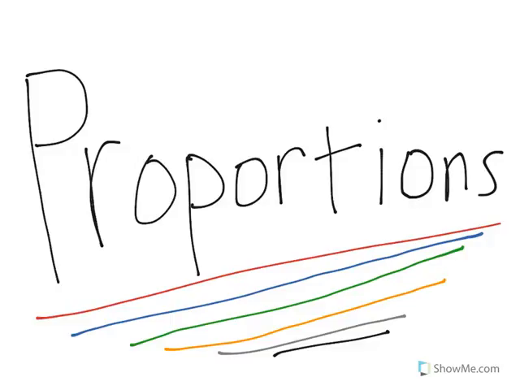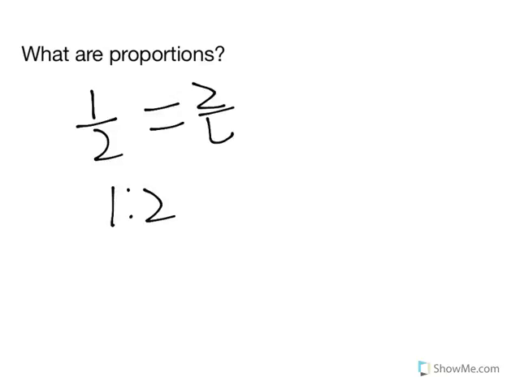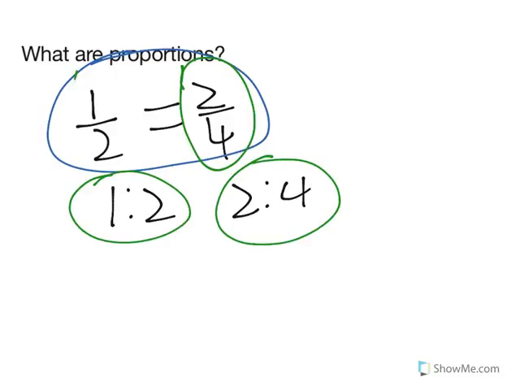Today we're going to be talking about proportions. Now, what is a proportion? A proportion is two equal ratios. Now, a ratio is something like 1/2 or 1 to 2. And a proportion is two of these that are equal to each other. So, this is the proportion, and this is a ratio, or this, or this, or this.